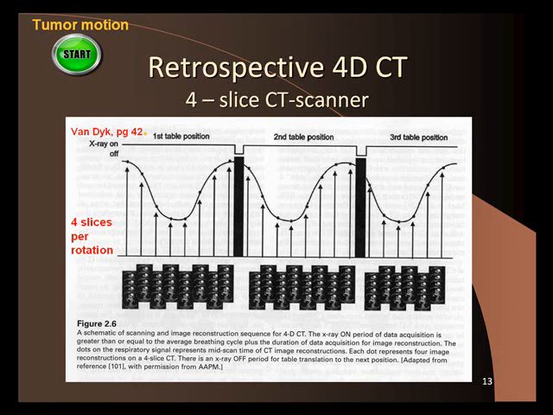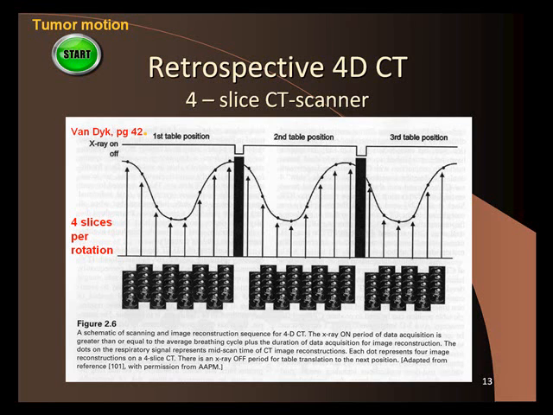And then, a certain time interval later, the patient breathes, and the tumor's down here, and it takes 4 more slices. Now remember, we're still in this first table position. So these are 4 more slices of the same table position, but at a different point in the breathing cycle. Then the tumor and all the anatomy are in another place, and they take another 4 slices. They do this for the entire breathing cycle.